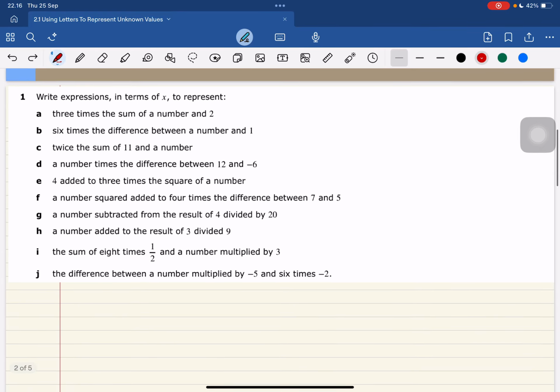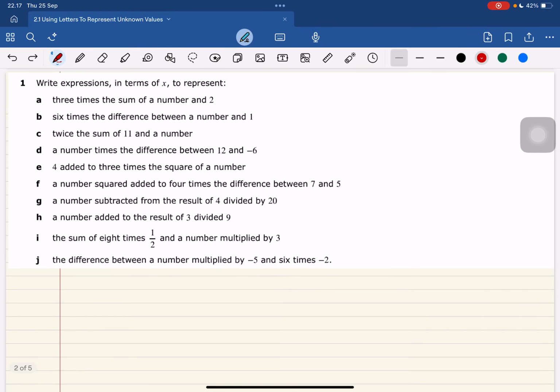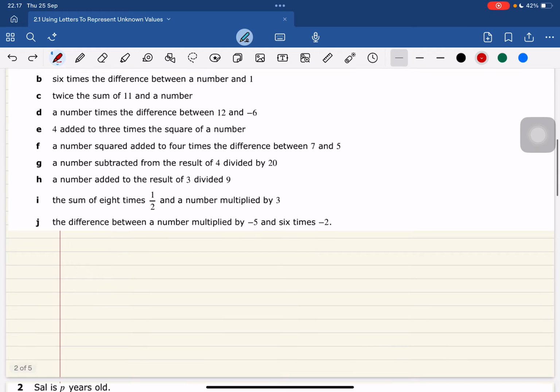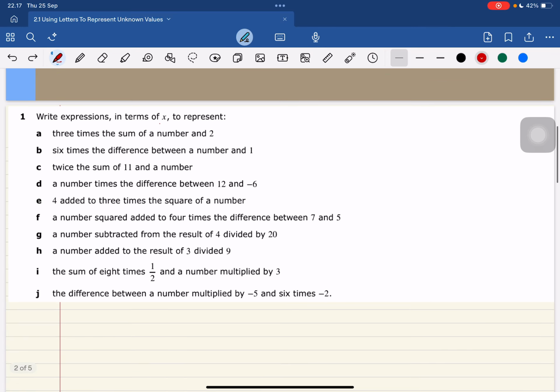In this video, we are going to learn about using letters to represent unknown values. So we have to write the expression in terms of x. To represent 3 times the sum of a number, the sum, the value of addition of a number is x plus 2. Or we can write it as 3 bracket x plus 2, because we will do the bracket first.